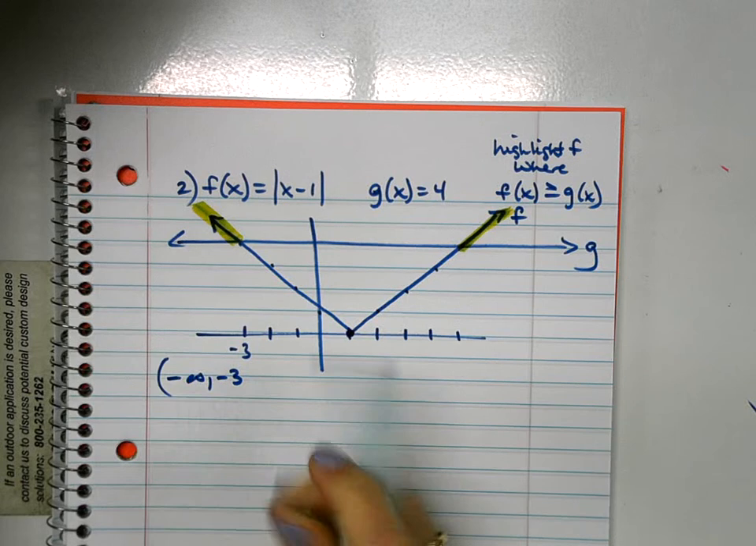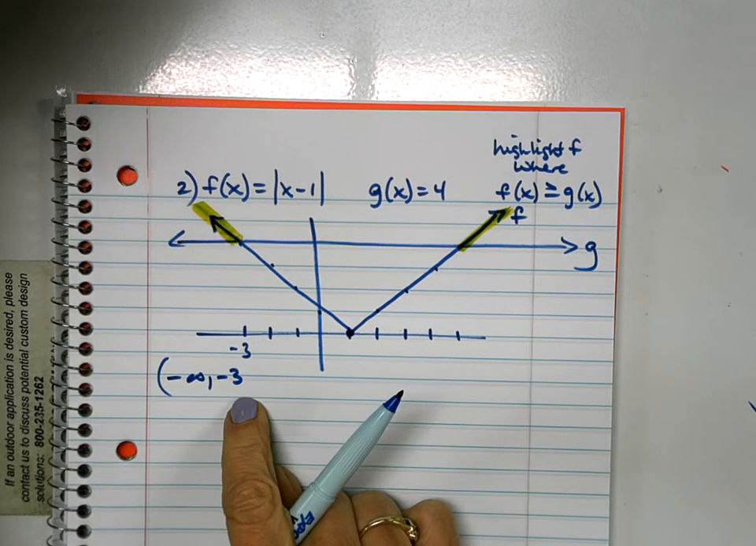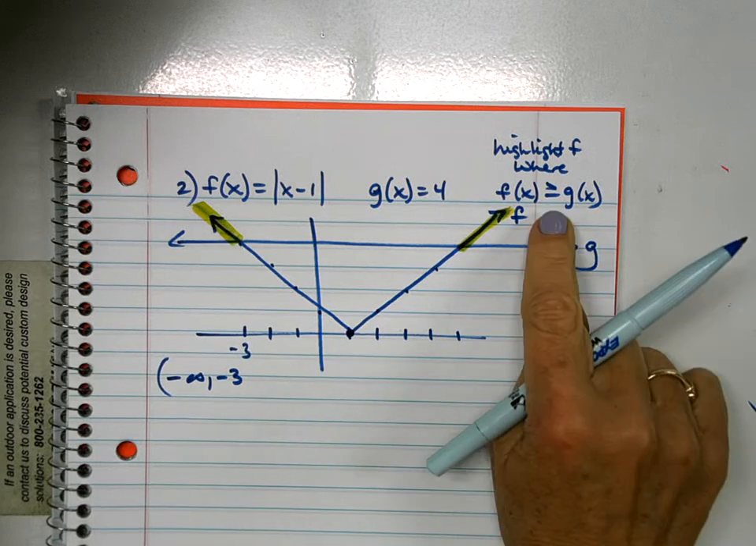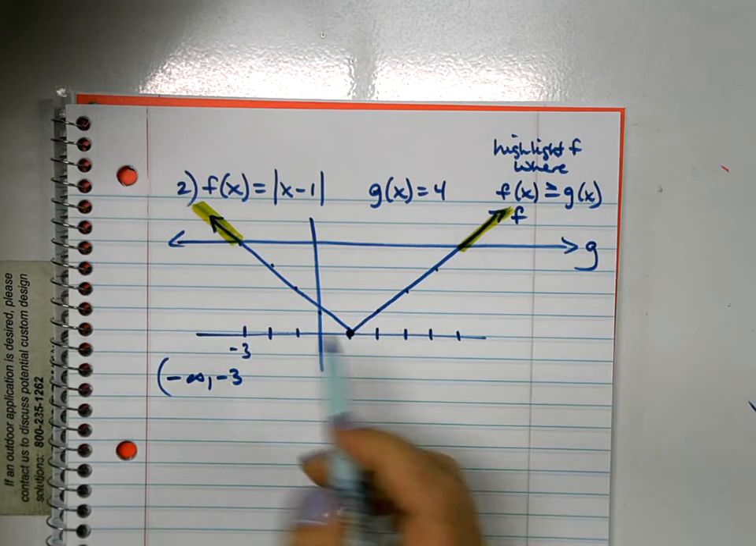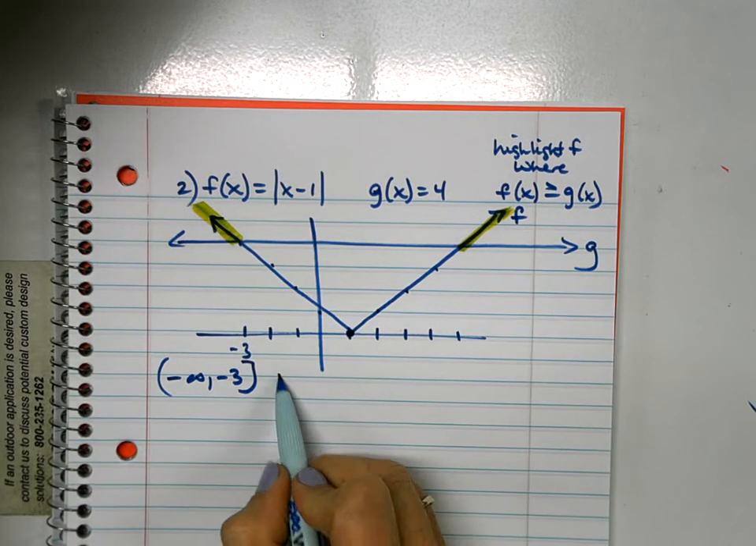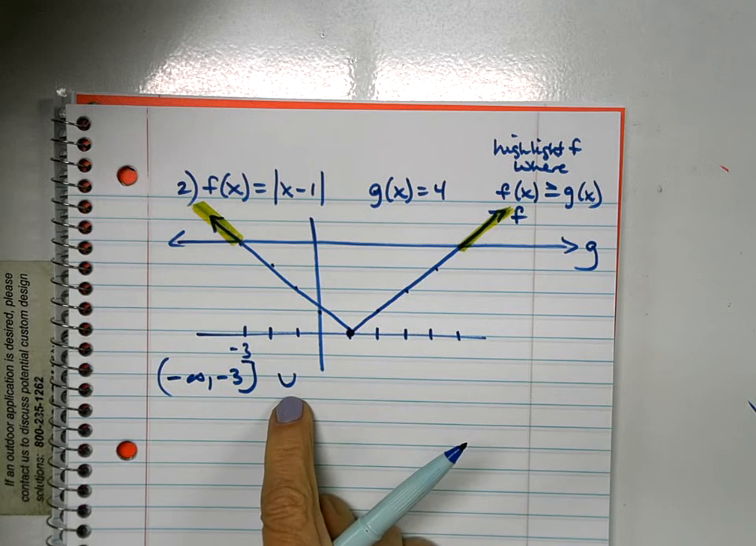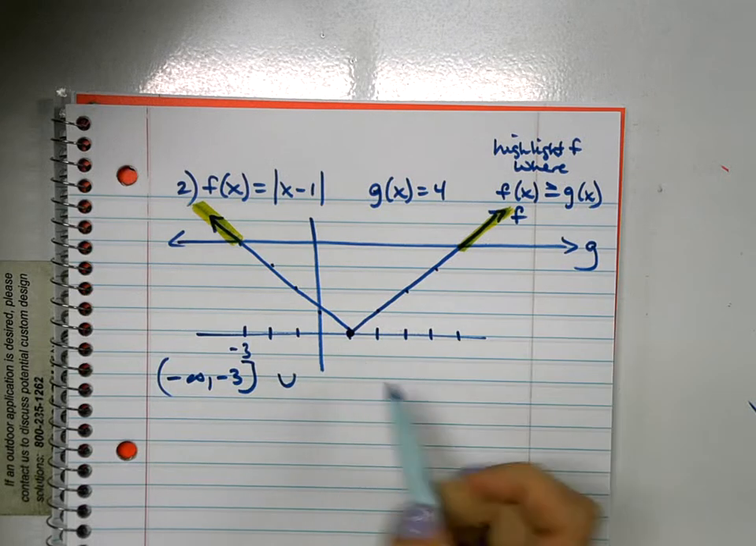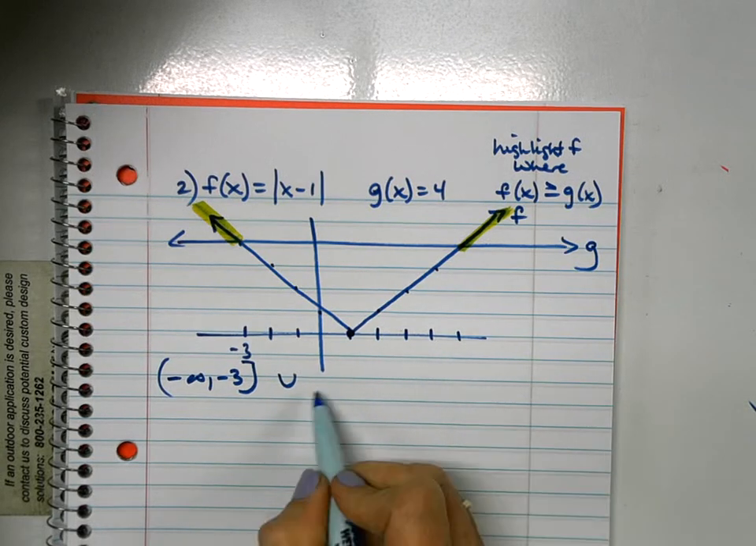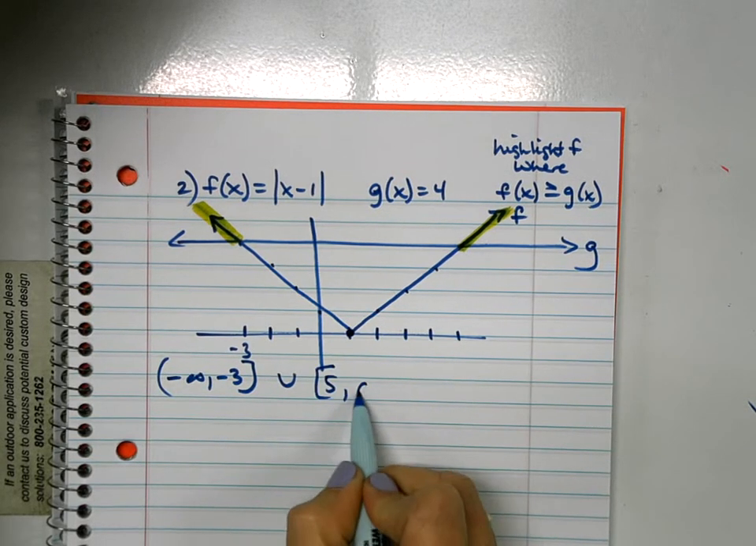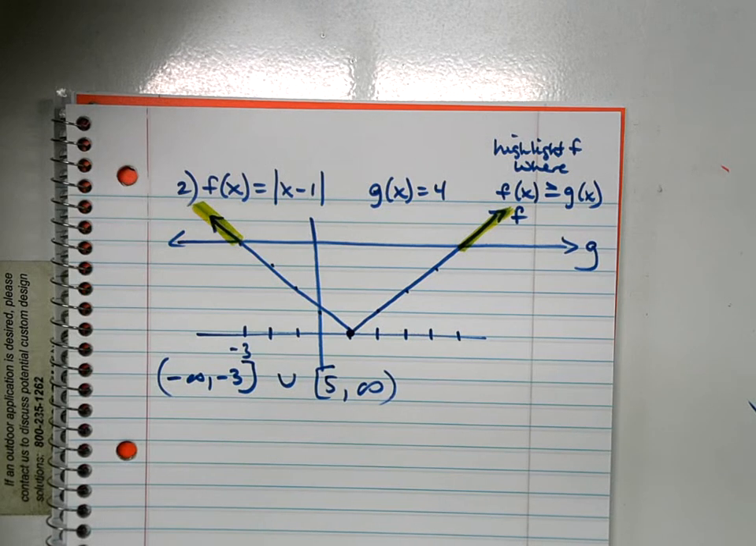Would I put a parentheses or a bracket with a negative 3? How do you know? Bracket because it's equal. Okay, and then this is a union case, which means what word should go in between? You remember union was or. Union's or. What's over here? 1, 2, 3, 4. We'll pick it up at 5, and it'll go on and on and on forever. That's the solution for that.